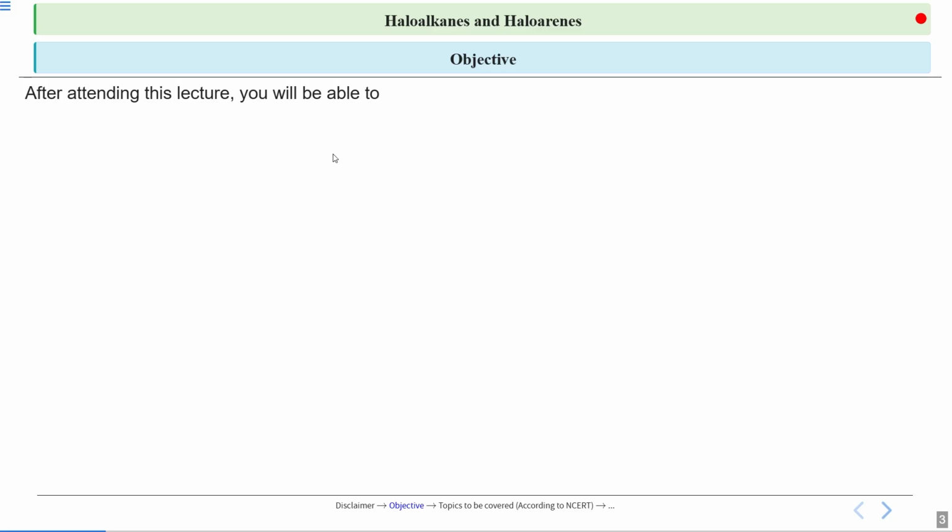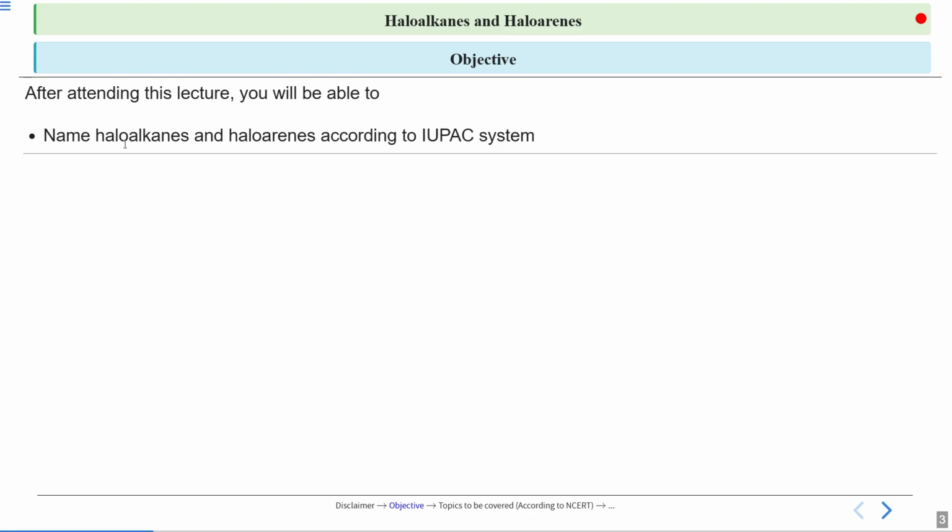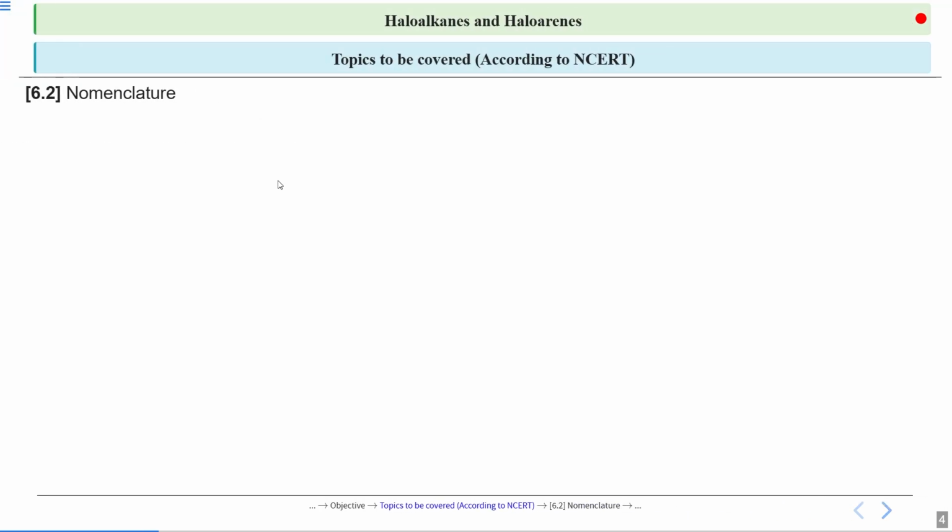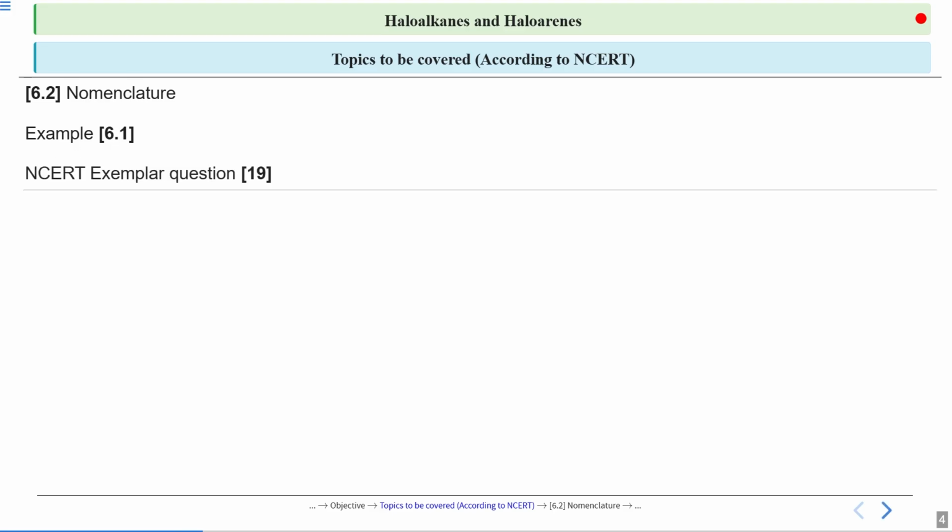The objective of today's lecture: after attending this lecture, you will be able to name the haloalkanes and haloarenes according to the IUPAC system. According to the IUPAC system, what is the nomenclature of haloalkanes and haloarenes, that we are going to learn today. The topics we are going to cover according to the NCERT are first section 6.2 nomenclature. Then we will also cover NCERT example 6.1, and then an exemplar question, that is 19.